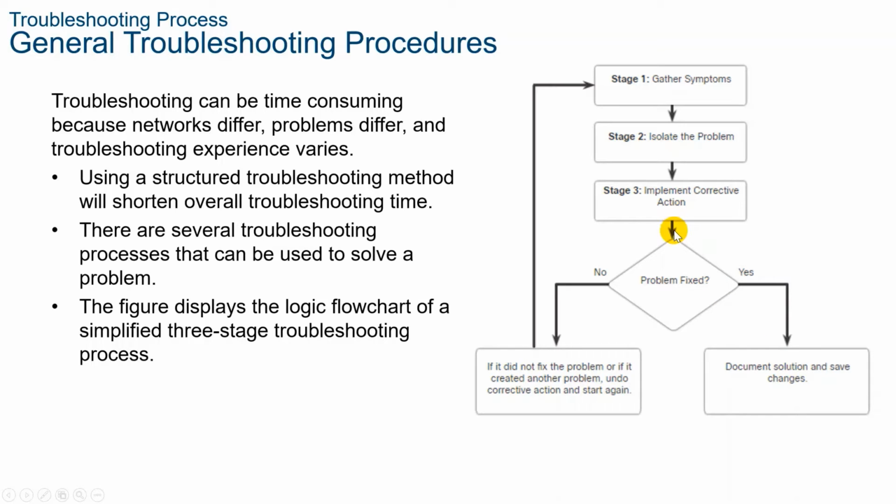But sometimes after applying corrective action, you will not be able to fix the problem. If it did not fix the problem or it created another problem, you have to undo the correction and start again. Not all corrective actions can solve the problem, and sometimes it leads to the creation of another problem. So you should have a fallback, or be able to remove the corrective action and go back to gathering the symptoms. So it is basically a cycle.